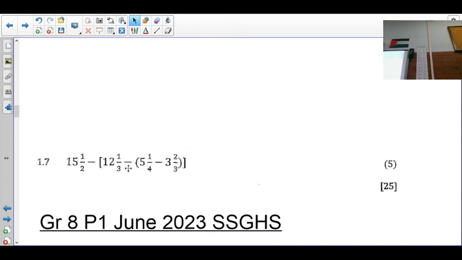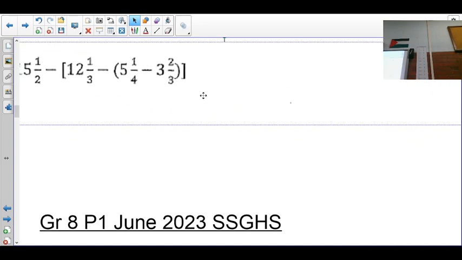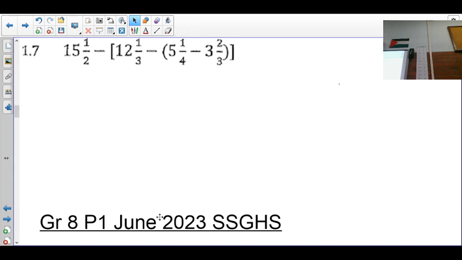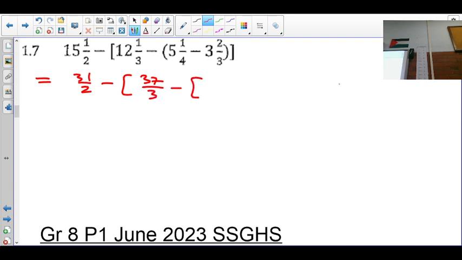Unless the question is stated, you must write your answer in a mixed fraction form. The last question for 5 marks is 1.7. We change again to improper fractions, so it's going to be 31 over 2 minus 37 over 3 minus, it's a curve bracket, so it's 21 over 4 minus 11 over 3.